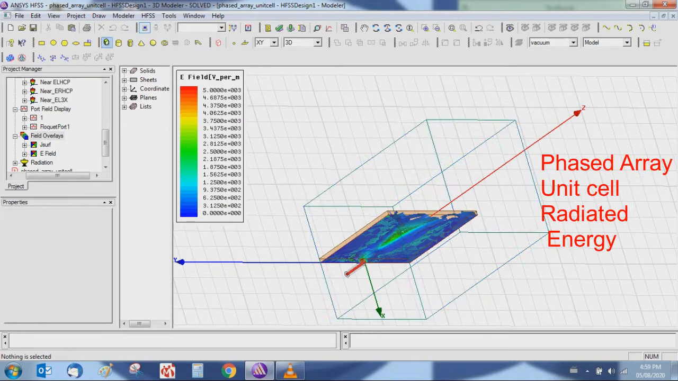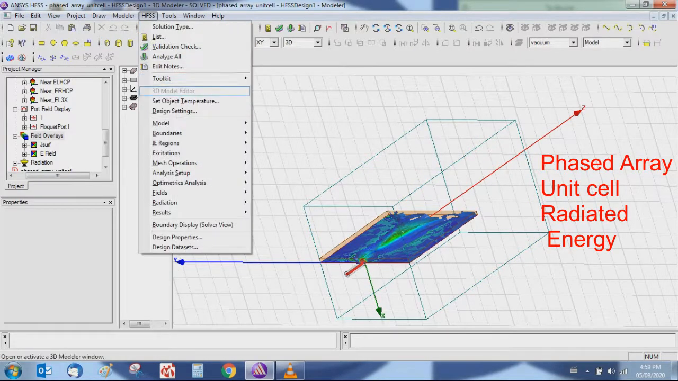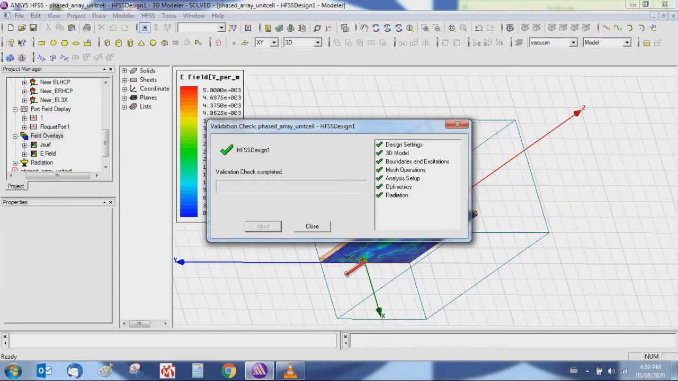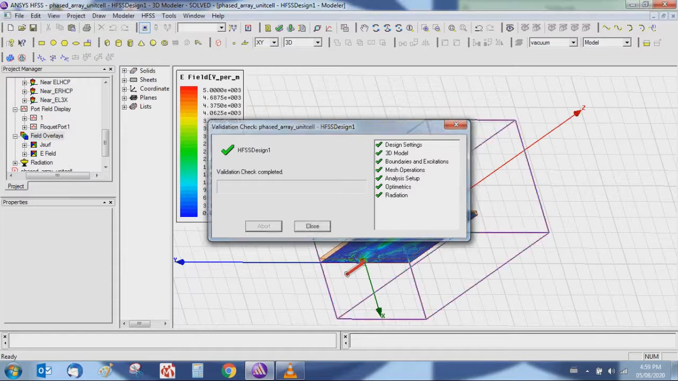We will perform the E-field simulations to find out the antenna characteristics on the phased array unit cell radiated energy at 4.5 GHz frequency range. In the simulation window you can see the phased array unit cell antenna model. First, we verified this model for boundary conditions and excitation levels.